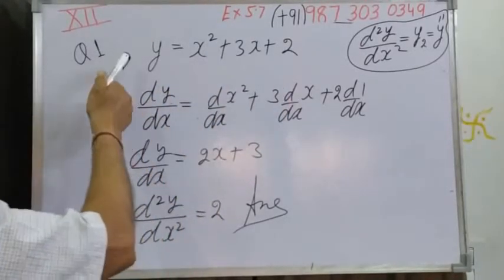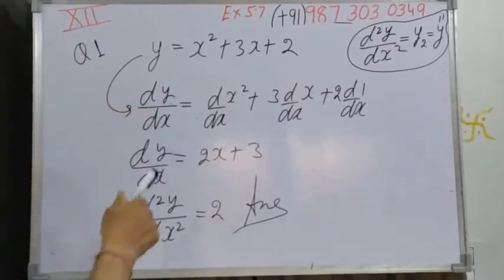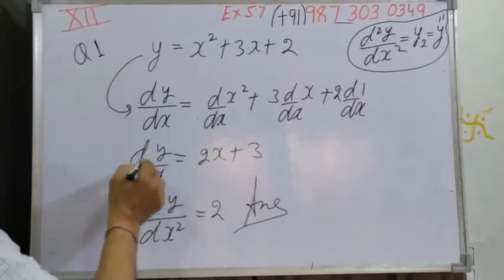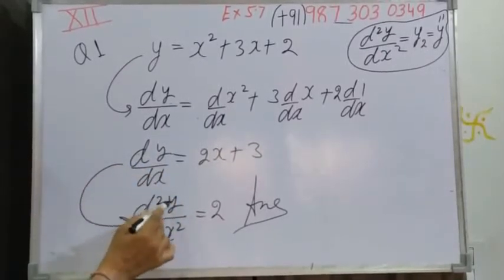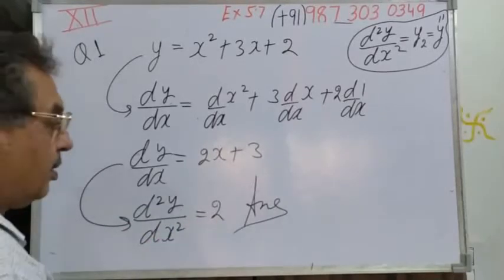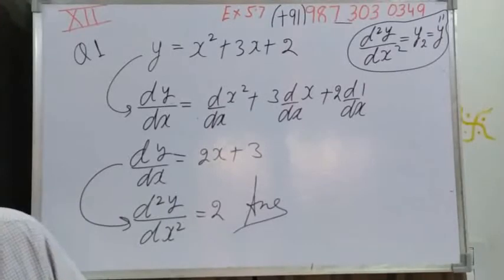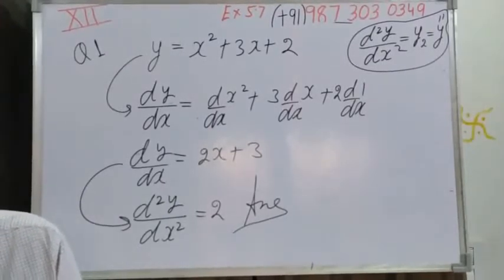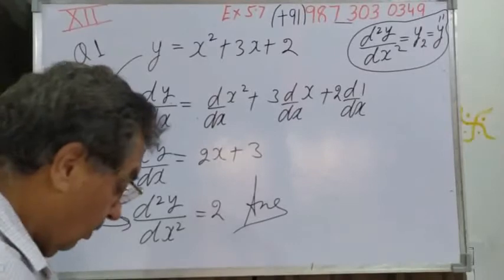First of all, I let it equal to y. Then I differentiate it, dy upon dx. After differentiating, I differentiate it again. So the second derivative d2y upon dx2 is 2. This is how to find the second derivative. Now I go for the next question of this exercise.